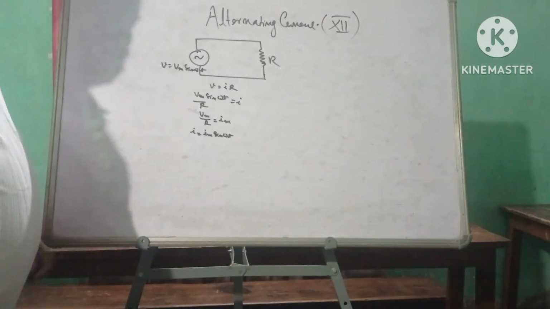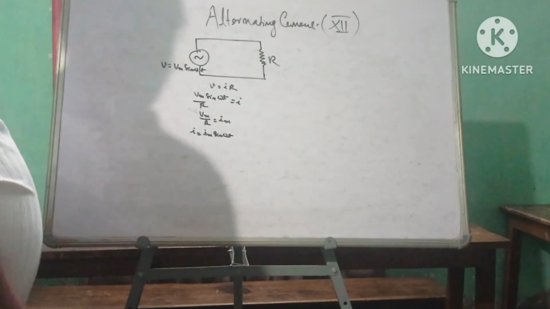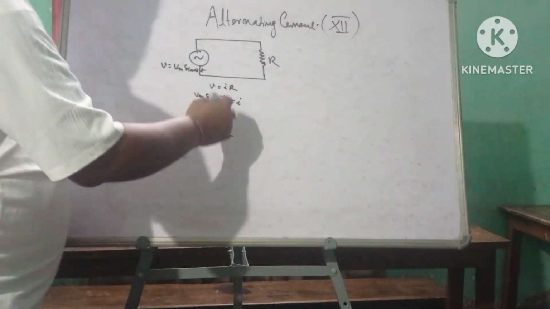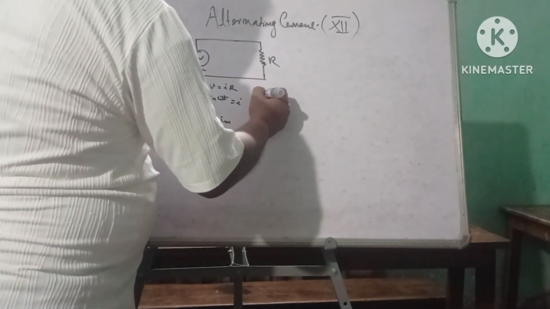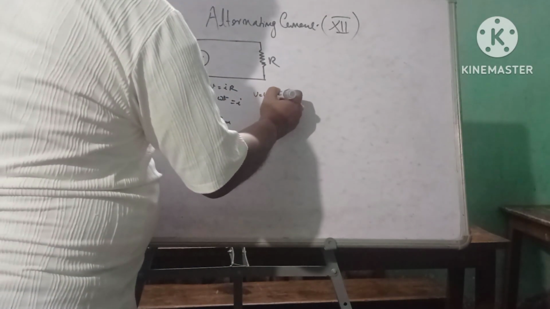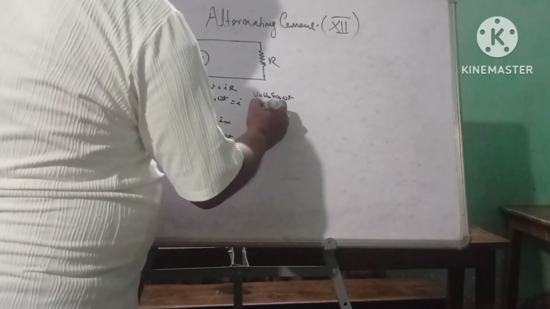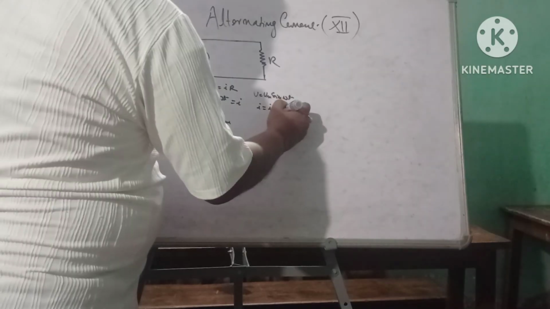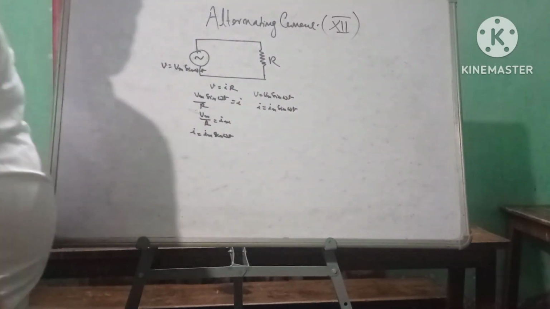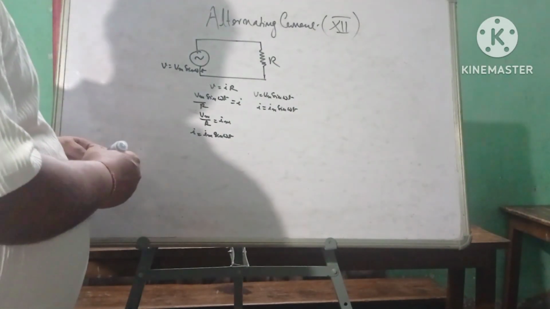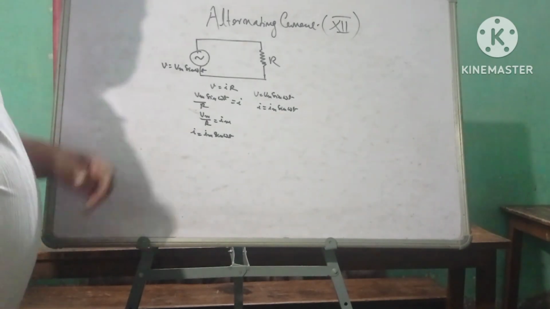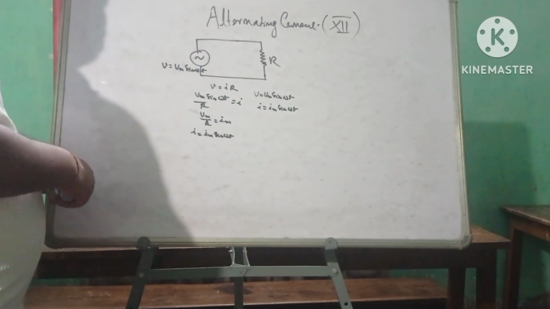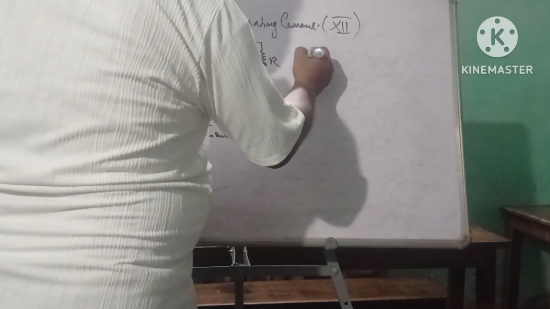So I is equal to Im sine omega t, and here we have V is equal to Vm sine omega t, and I is equal to Im sine omega t, and there is no phase difference. Here we see that there is no phase difference.